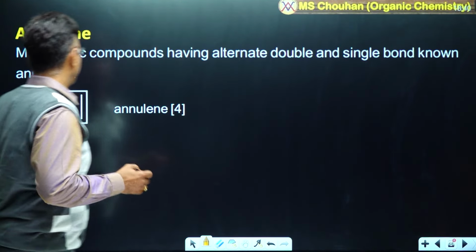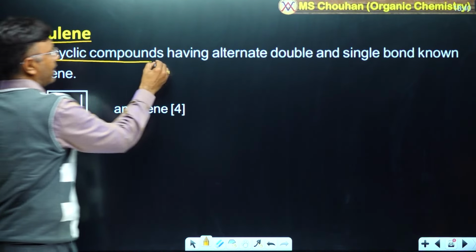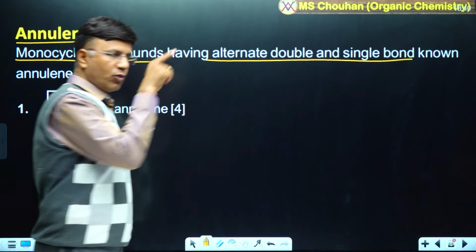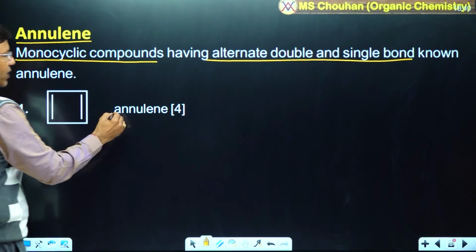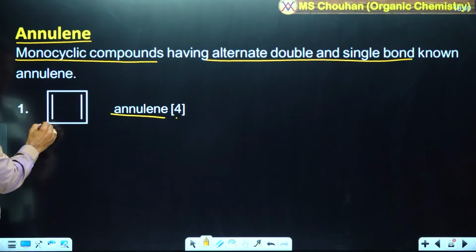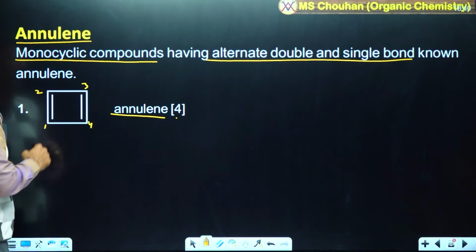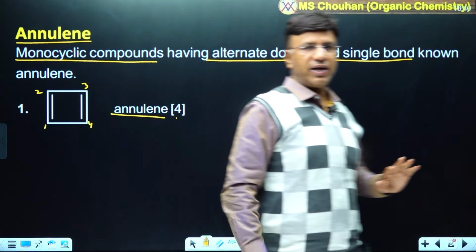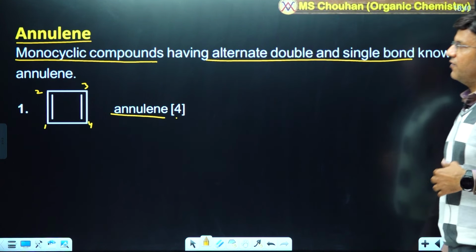Now, what is annulene? What is the definition of annulene? Annulene is a monocyclic compound having alternate double and single bonds. Here it is annulene 4, because there are 4 carbons with alternate double and single bonds. So first of all, pause the video and write the definition of annulene.